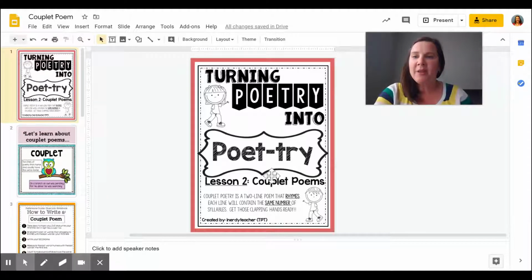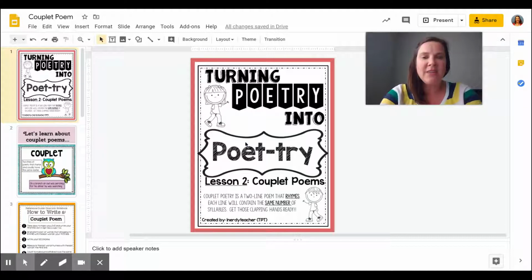So here we go. Let's look at the first slide, turning poetry into poetry. And I really like that because this is about growing our brains. With poetry, you have to take risks. You have to be, as a writer, thinking that it doesn't have to be perfect. So just do your best and write down what comes to your mind, and then you can always go back and make it better. But you have to have that growth mindset for sure. That's why it's called poetry.